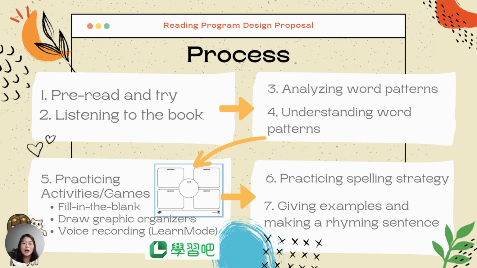And the fourth part, after all the practicing activities or games, is that they need to practice their spelling strategy. So later on, I'll develop this one, and then I'll give them examples and help them make a rhyming sentence.